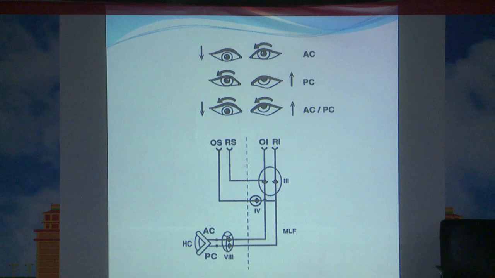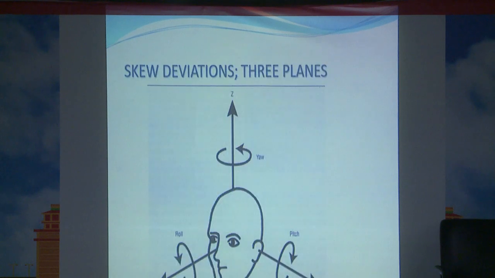Now what do we call this? This is conjugate torsion. This is conjugate torsion because both eyes are torted in the same direction. One extorsion, other intorsion, so it is like eyes torted this way or torted this way. Now if both eyes are extorted or both intorted, we call it disjugate torsion. We'll see some pictures about that.